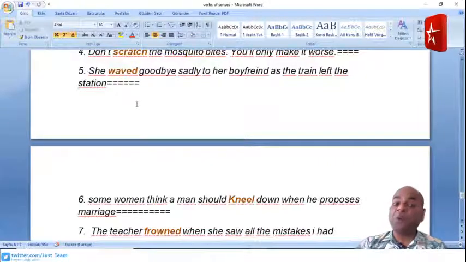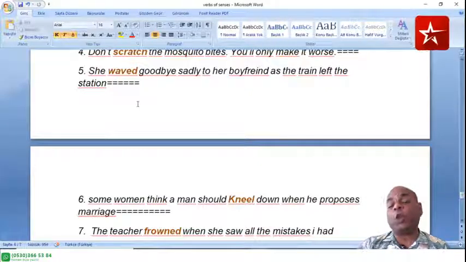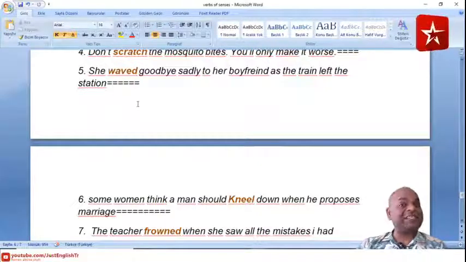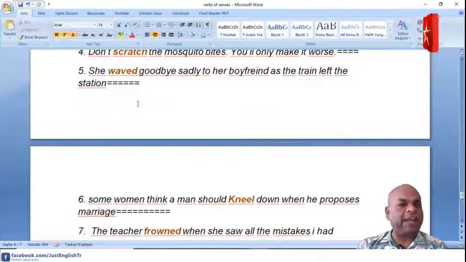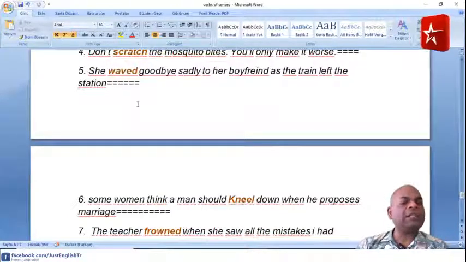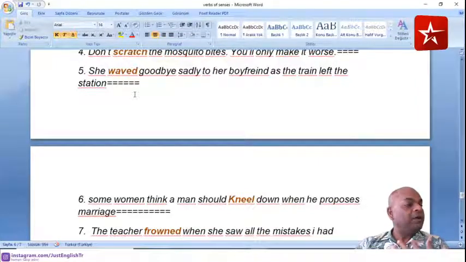20 minutes past 1 p.m. in the second hour of today's upper intermediate class. You're along with Eric Burak. Just English. She waved goodbye sadly to her boyfriend as the train left the station. Now, what's your answer here? Which part of the body?